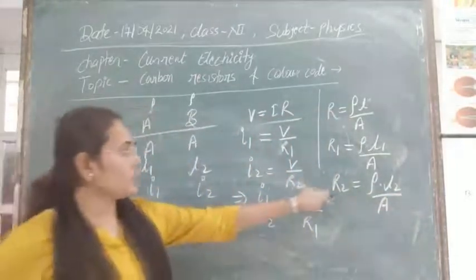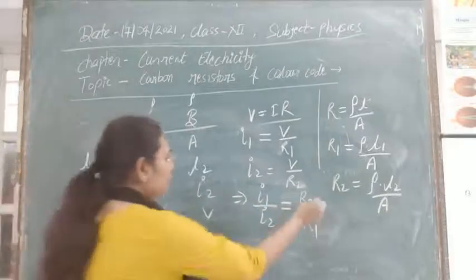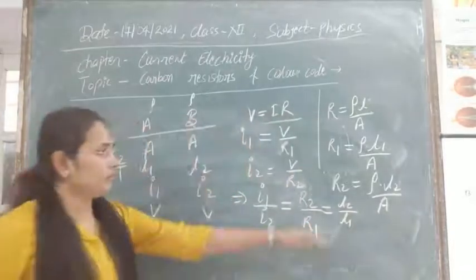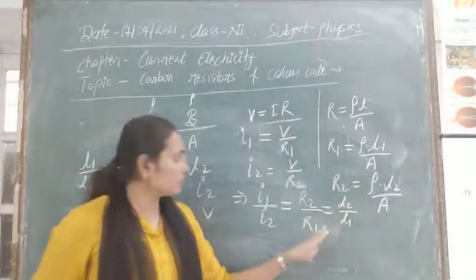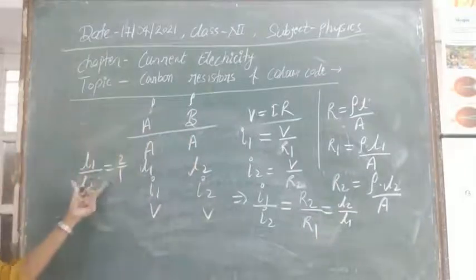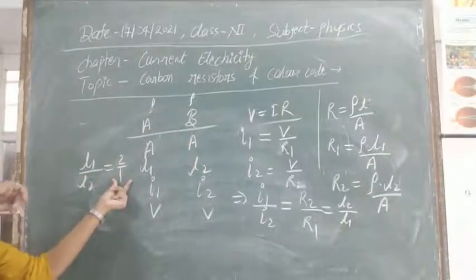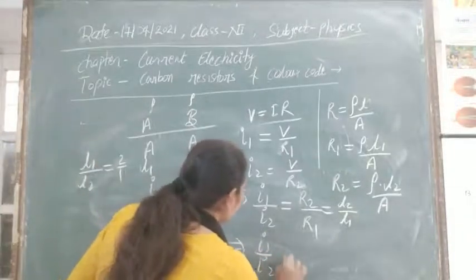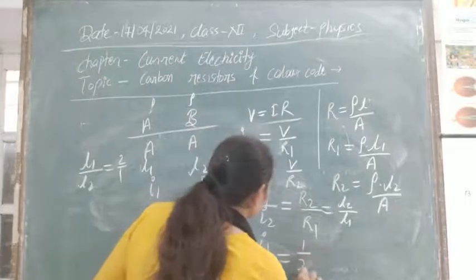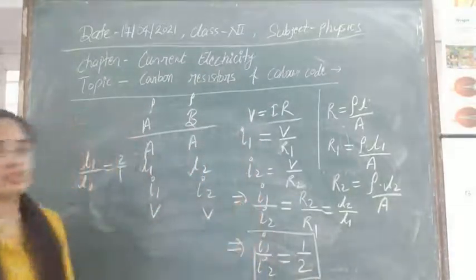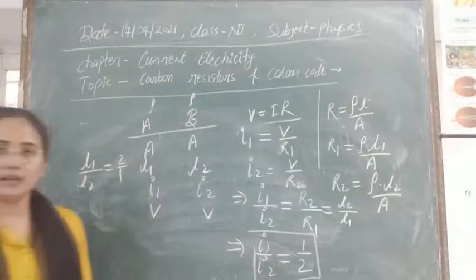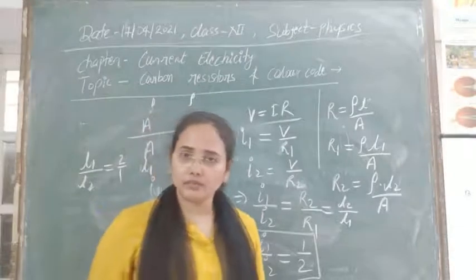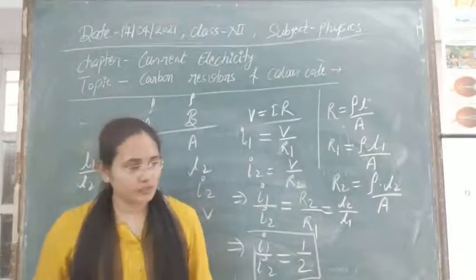Now we can take the ratio of R2 and R1, which will be equal to L2 upon L1. From here, L1 by L2 is given as 2:1, so L2 upon L1 will be equal to 1/2. So 1/2 is the ratio of the currents flowing through wires A and B. Easily, by using the formula and concept, we can solve such kinds of problems.